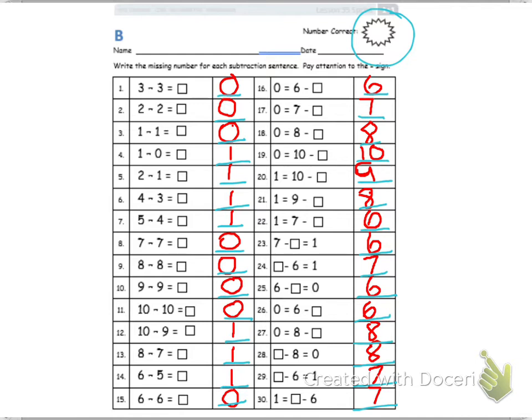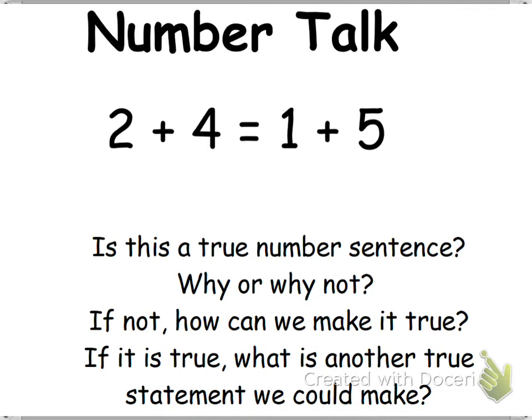Great job. Awesome. Now I want you to close up your workbook, the one with the yellow, and if you're in the classroom, I want you to put it back in your desk. If you're at home, I want you just to put it to the side. All right, and let's move on. Let's go to our number talk.